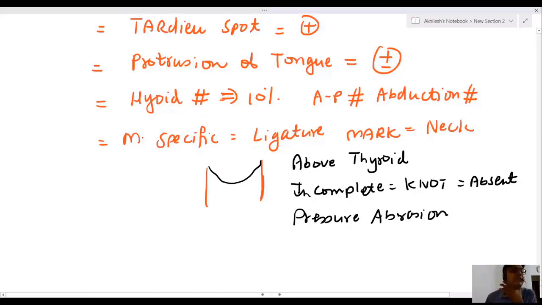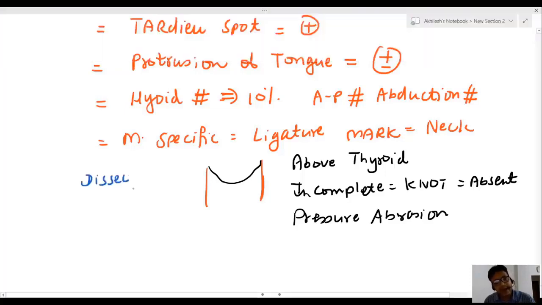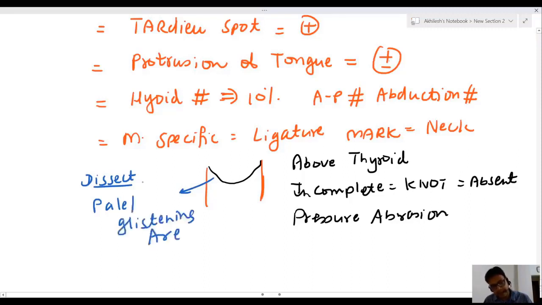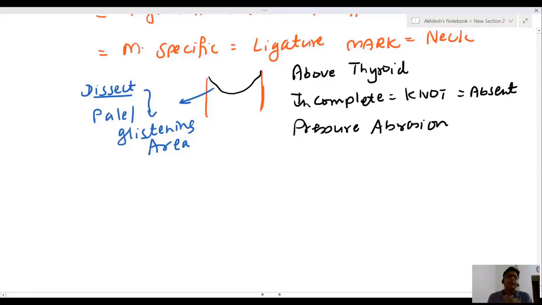So this will be V shape, above the thyroid, and it is a pressure abrasion. So what you will do, my dear friend, is dissect this ligature mark. After dissection, because it is a sliding pressure abrasion, you will find a pale and glistening area. Why? Because it's an abrasion. This is a finding in the ligature mark.